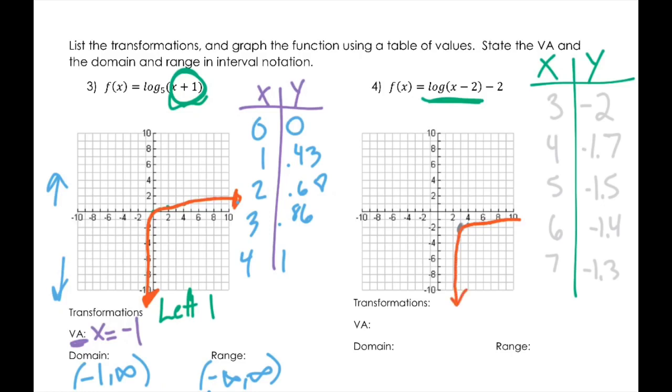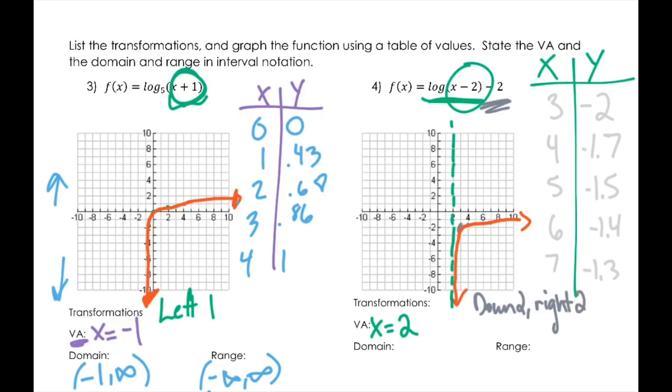It goes almost straight down, just avoiding the asymptote, which is at x equals 2. And this comes from that x minus 2. If you solved that for 0, it's the opposite. X minus 2 leads to x equals 2. The minus 2 at the end shifts it down 2. So we have the transformations down 2 and right 2 from that asymptote.